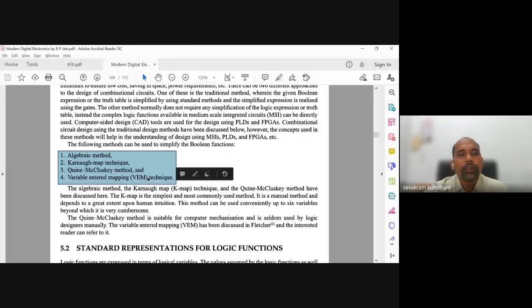Still, I would like to tell you about Quine-McCluskey. With the help of the Karnaugh map or K-map technique, we can reduce the expression with some limitation. The limitation is that with the Karnaugh map, we can reduce up to a maximum of 4 or 5 or 6 variables. But if we have a bigger expression with more variables, then the Karnaugh map technique will not help you reduce the expression. In that case, the Quine-McCluskey method is what you have to use. What is there in Quine-McCluskey and the VEM technique, you can study.